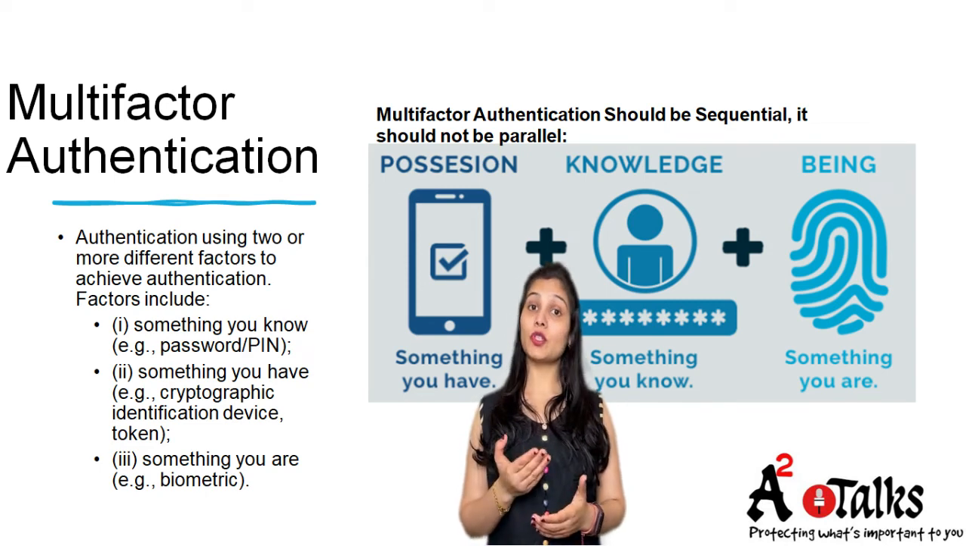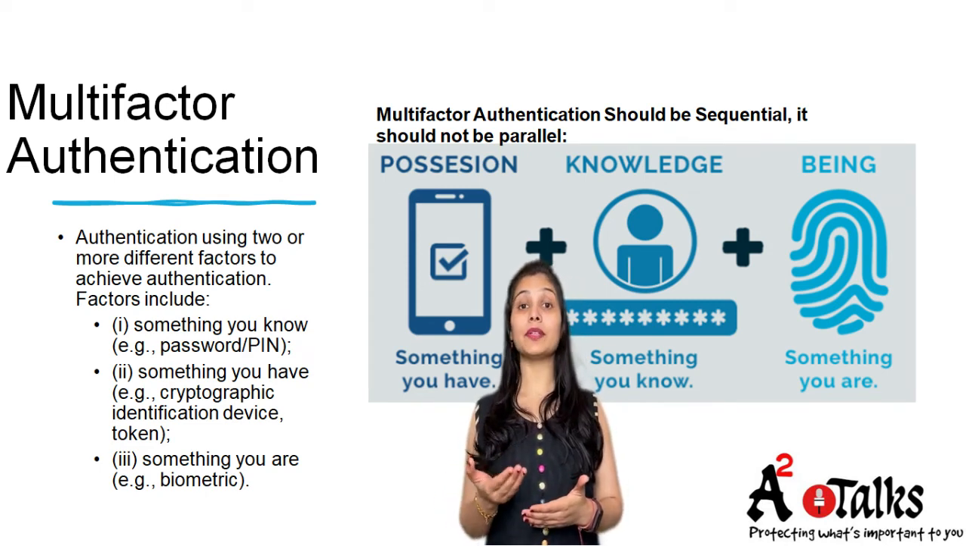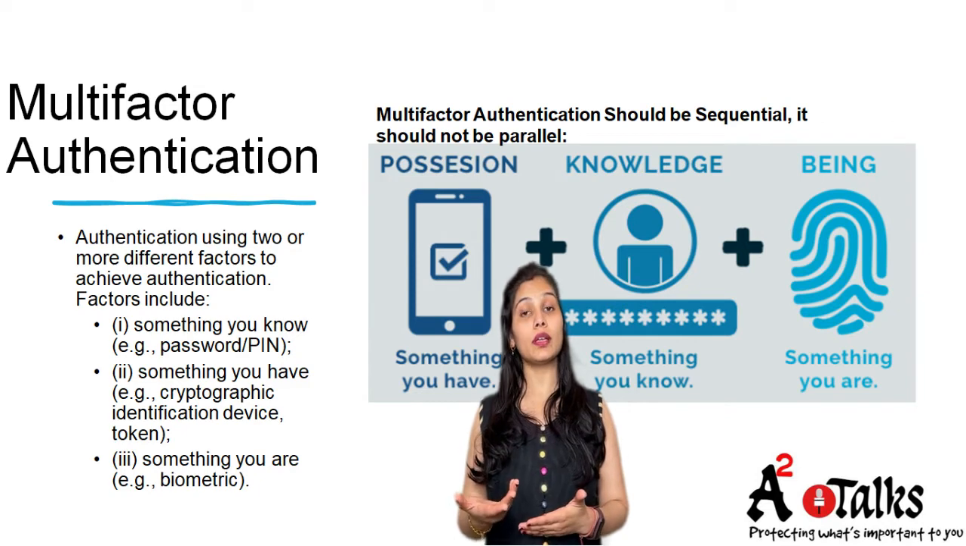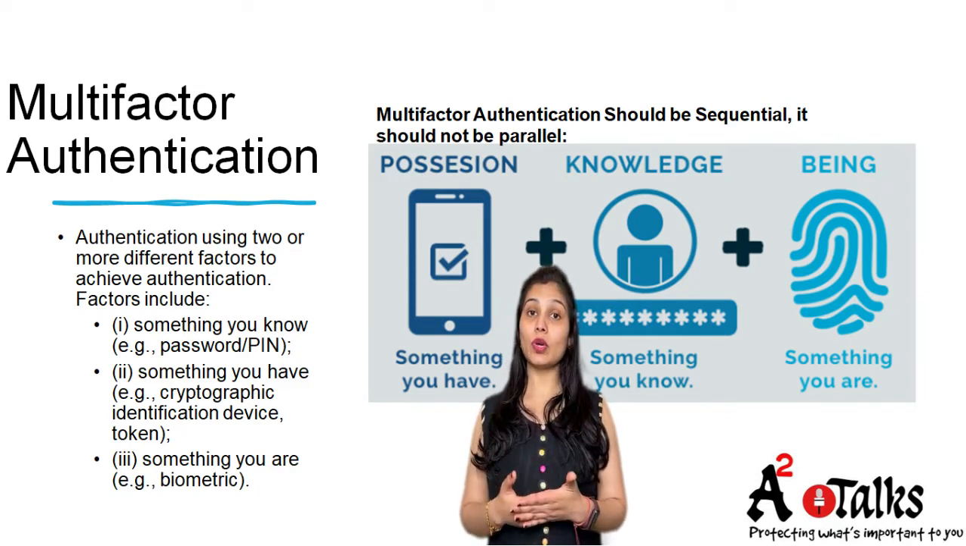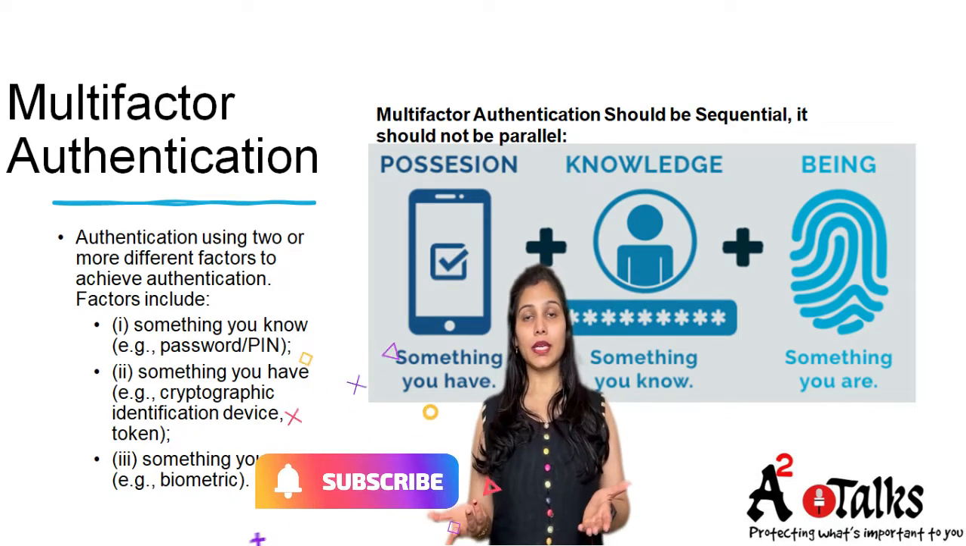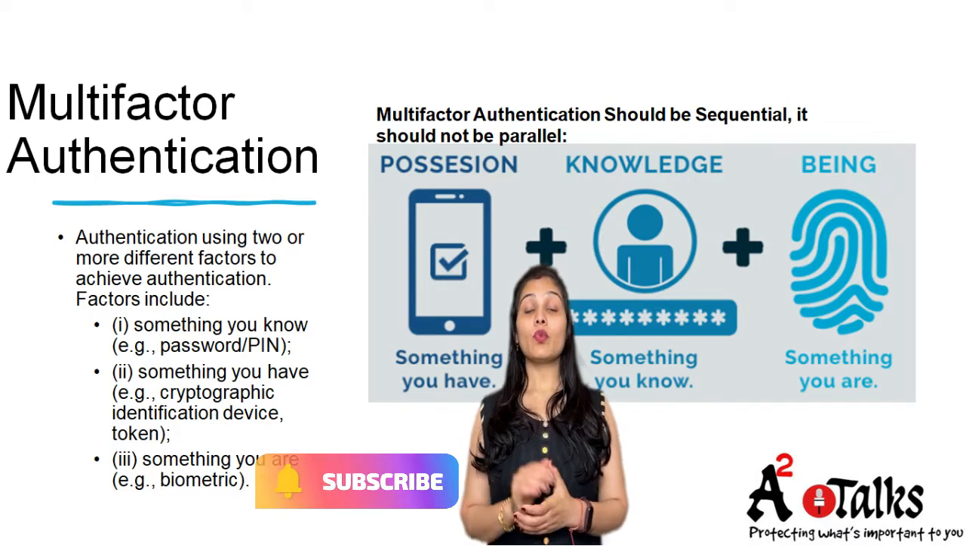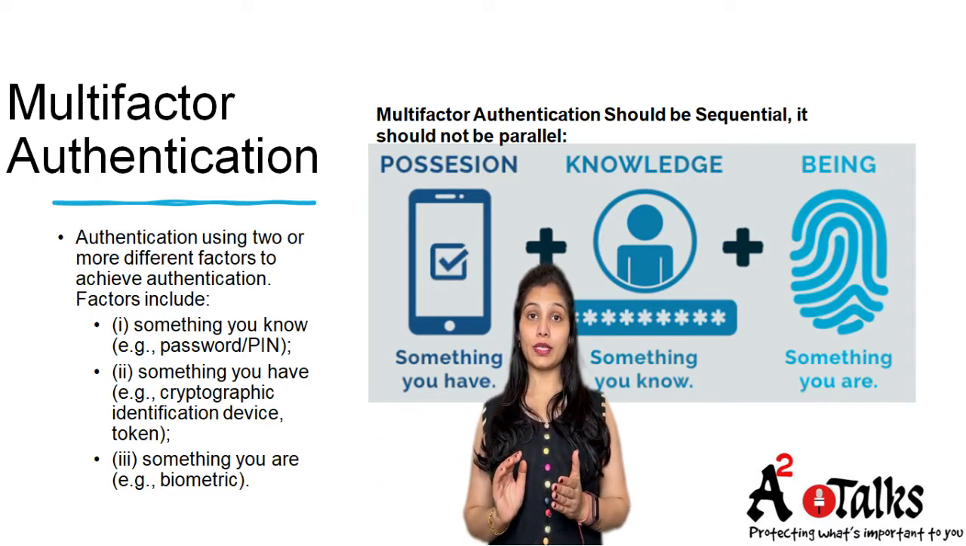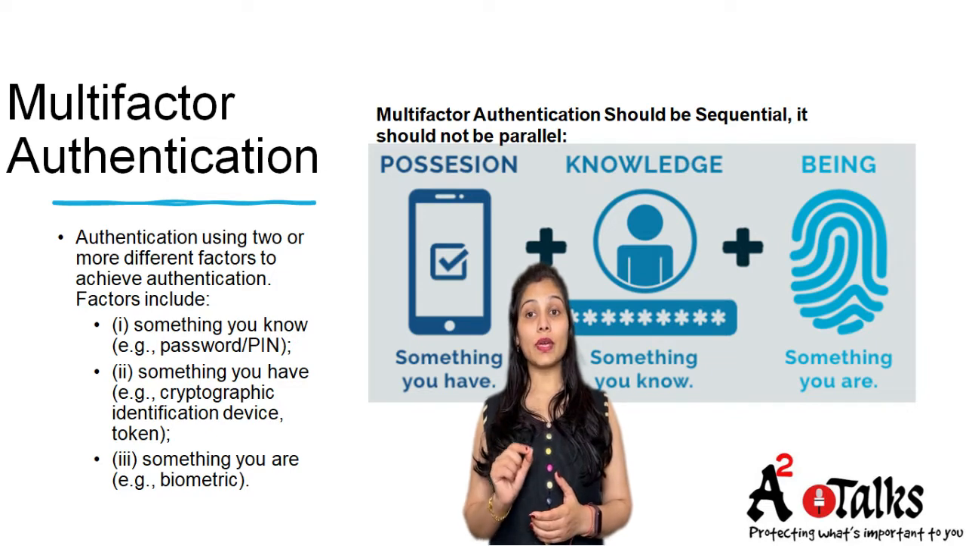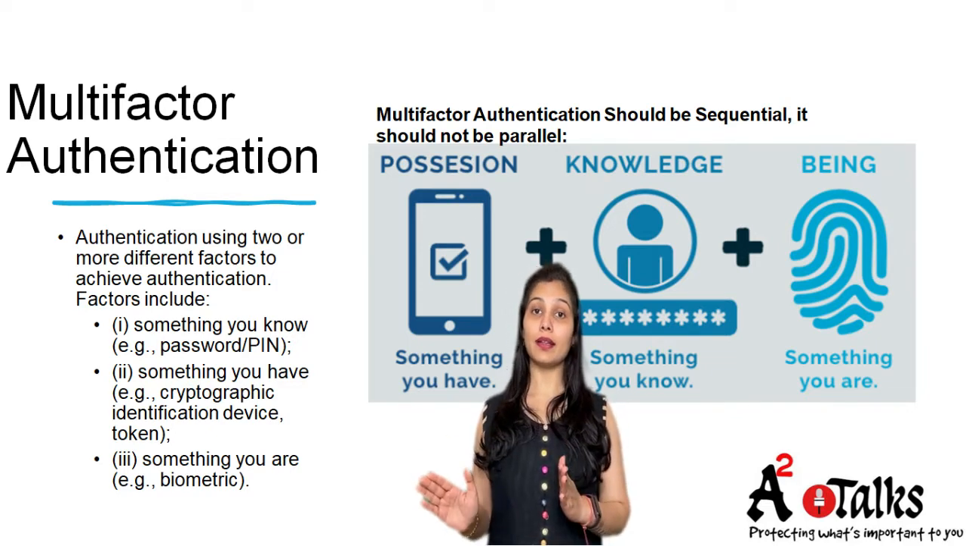It might be something you know and something you have. It might be something you have and something you are. Or it might be something you are and something you have. Anything. But the most important thing is that authentication factors should be sequential, not in parallel.